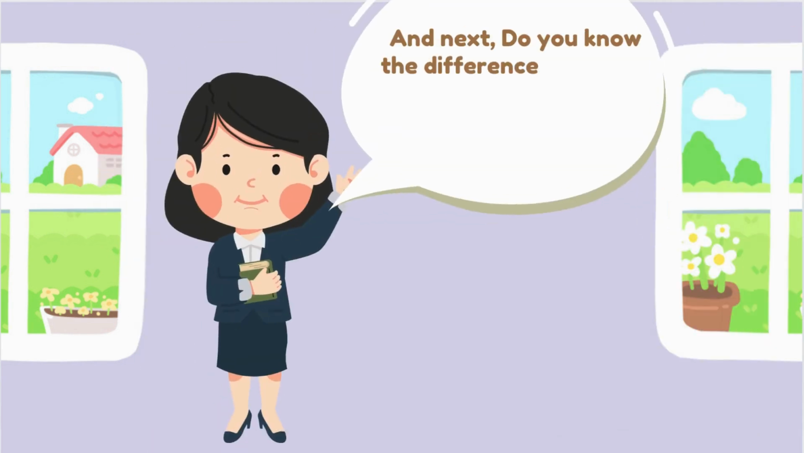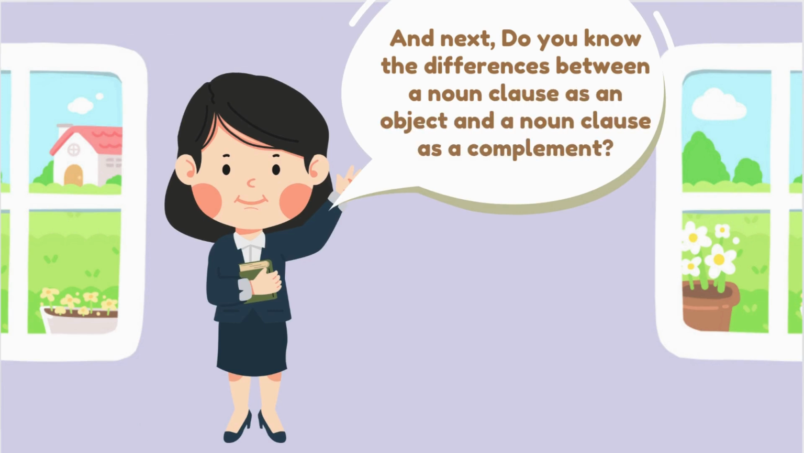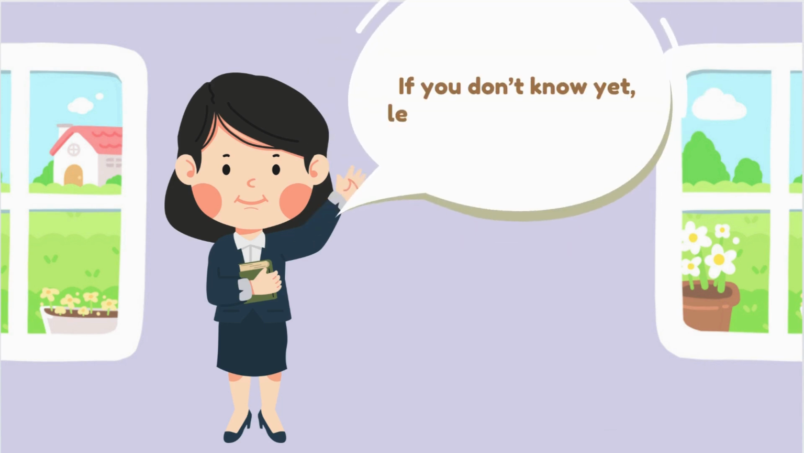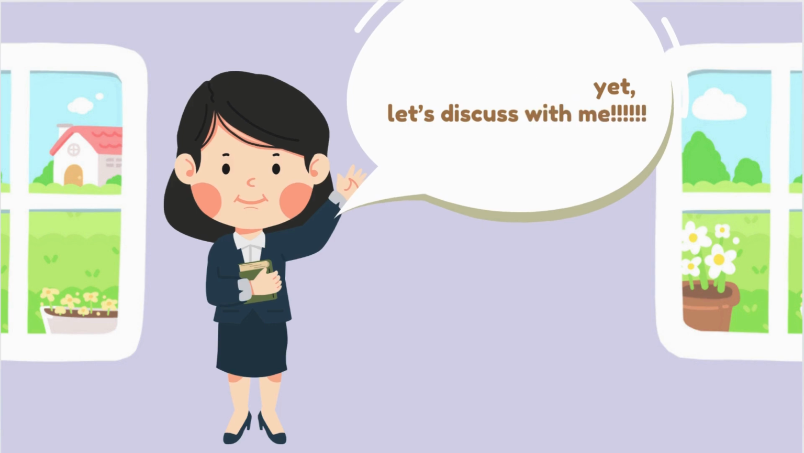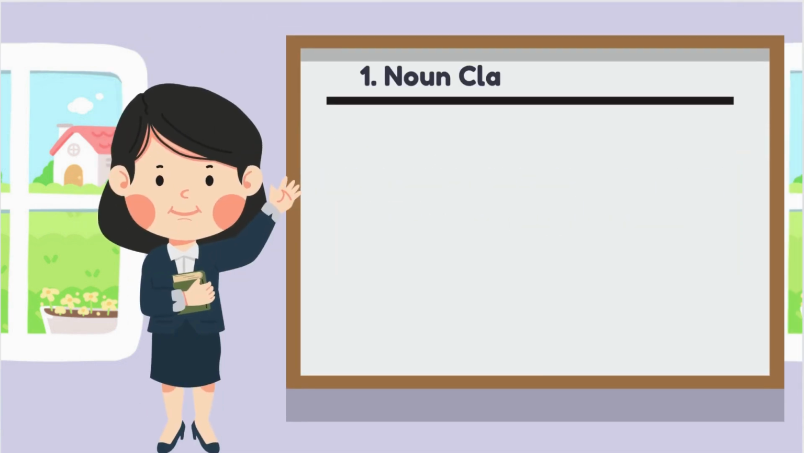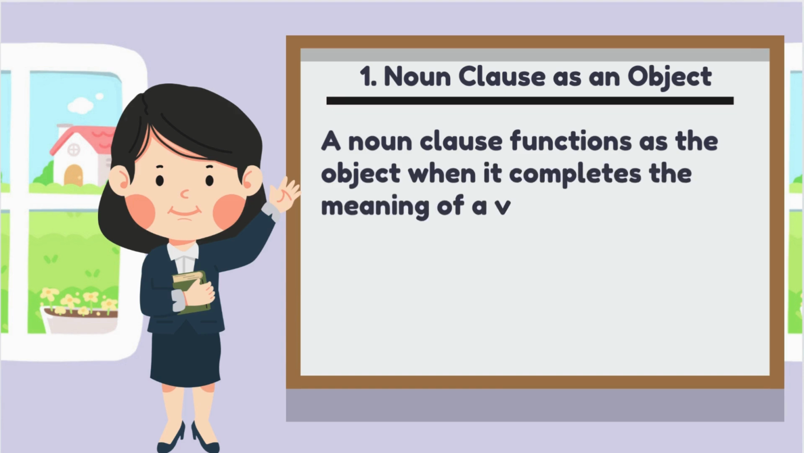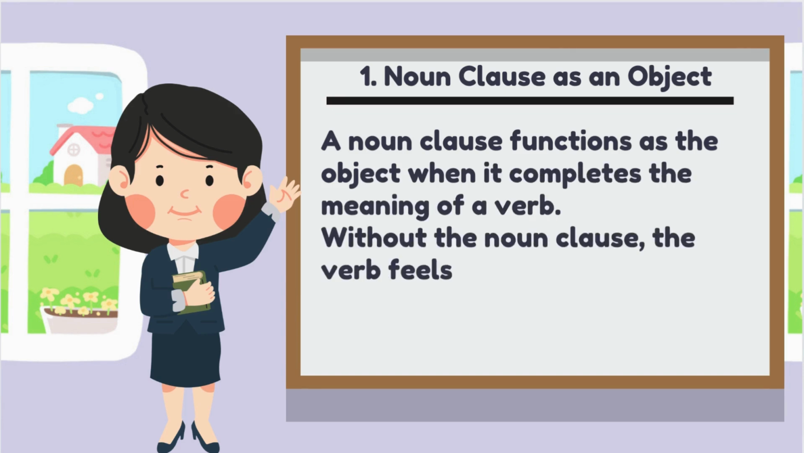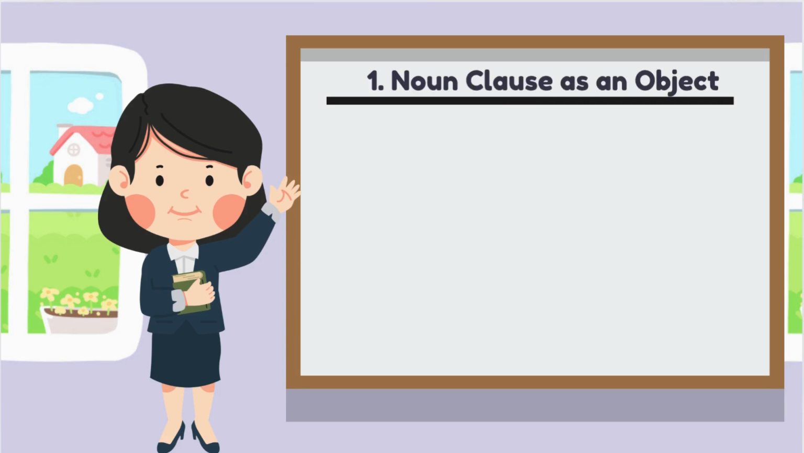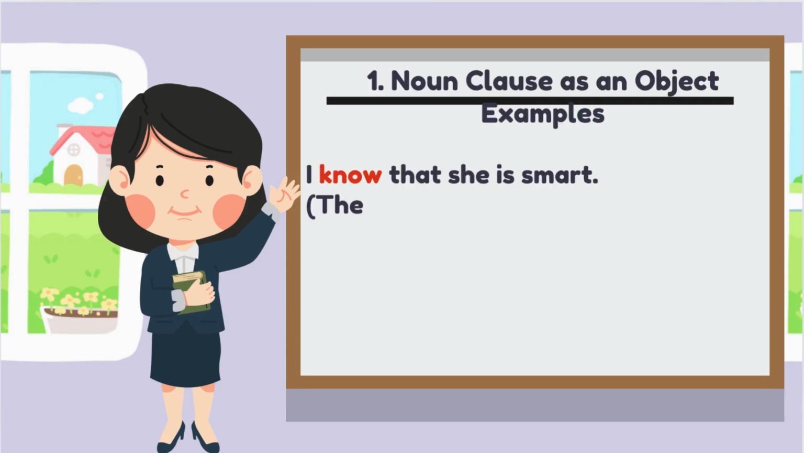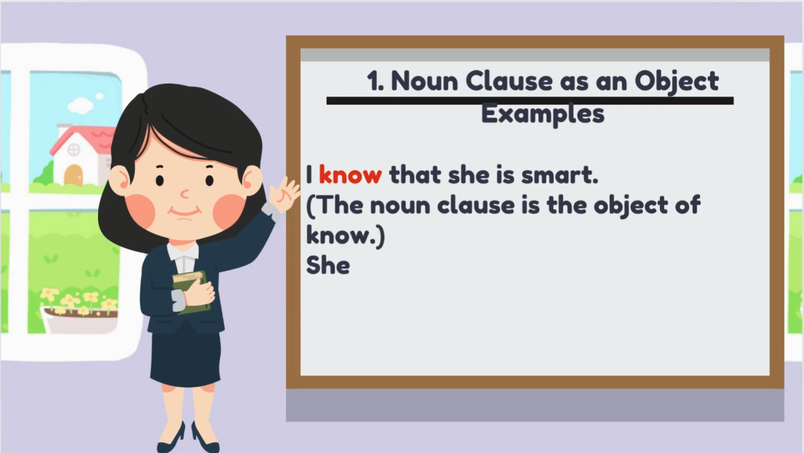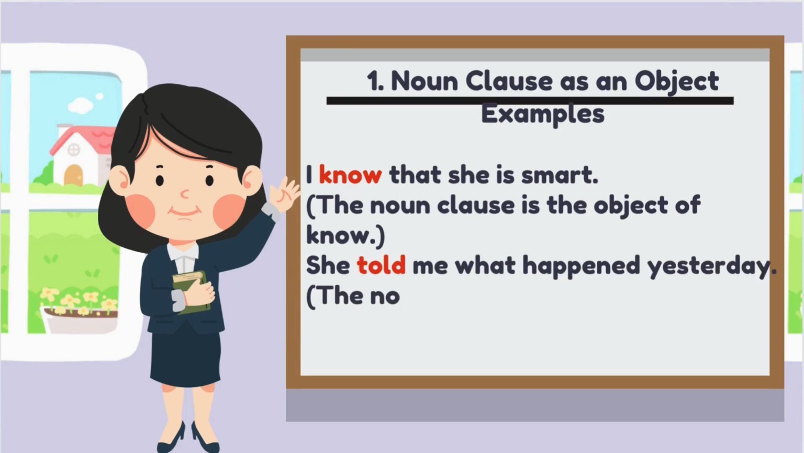And next, do you know the differences between a noun clause as an object and a noun clause as a complement? If you don't know yet, let's discuss with me. So first, noun clause as an object. A noun clause functions as the object when it completes the meaning of a verb. Without the noun clause, the verb feels incomplete or hanging. For example, I know that she is smart. The noun clause is the object of know. And she told me what happened yesterday. The noun clause is the object of told.